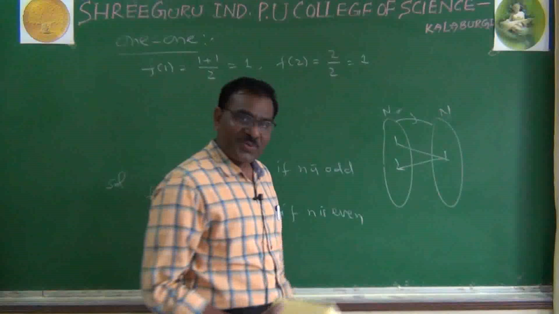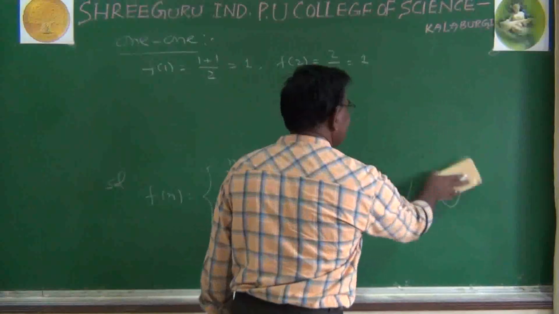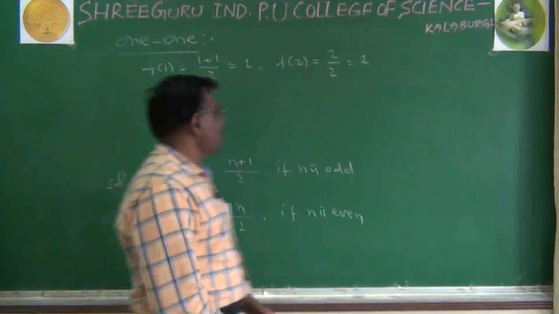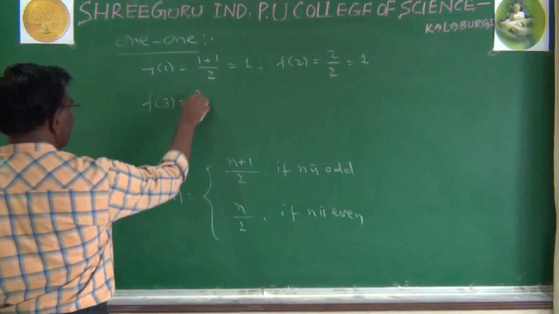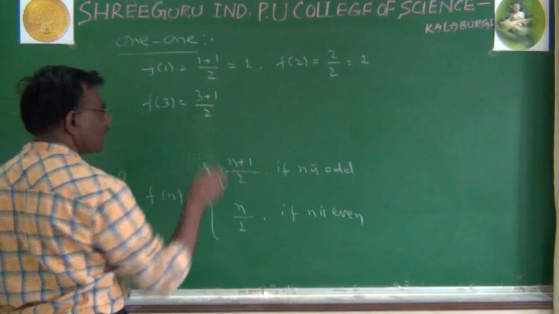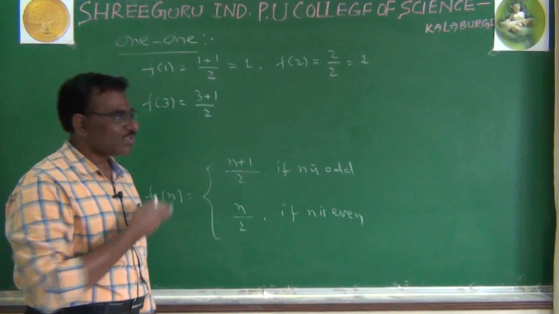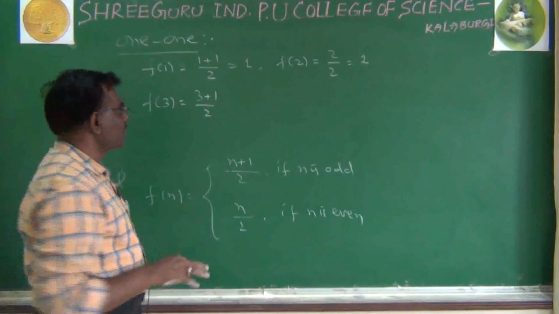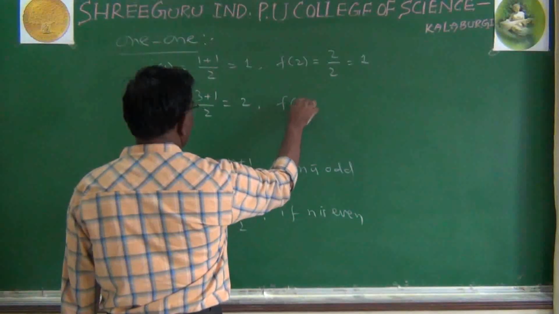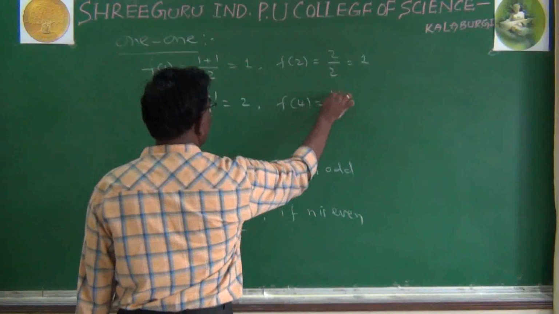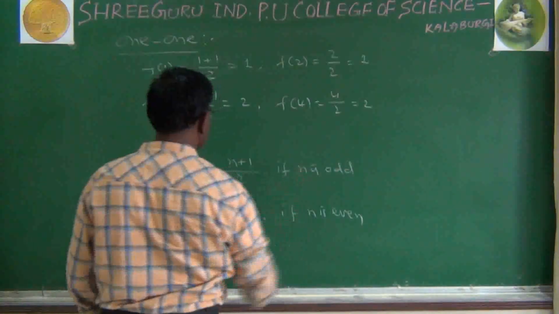Maybe it is onto. Different, I am explaining it is not one-one but is it onto? So you want to take f of 3, which is (3 + 1)/2, one more example you have to check. I am checking, it is enough. One example is enough. It is equal to 2. f of 4 is 4/2 is equal to 2. Yes.